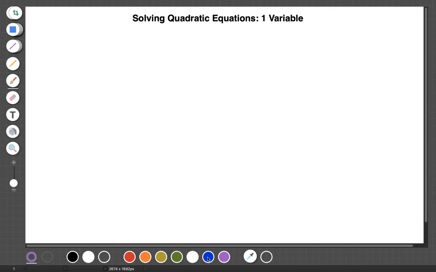All right, so what we're learning about this week is how to actually solve quadratic equations with one variable. And the first thing I want to talk about is what do we mean by one variable? Well, if we think about our quadratics that we've been looking at a bunch, we normally see it looks like this, something like y equals x squared minus 2x plus 5.